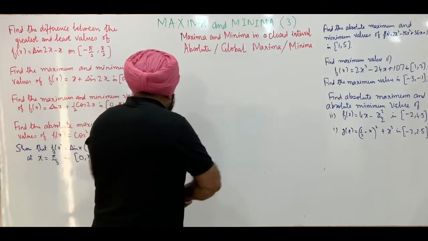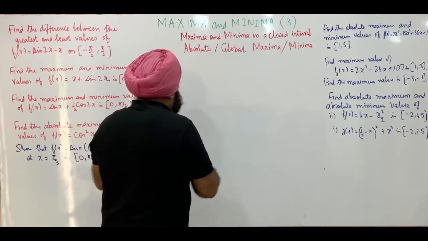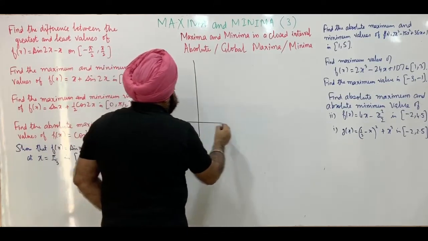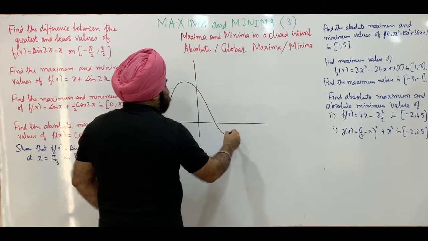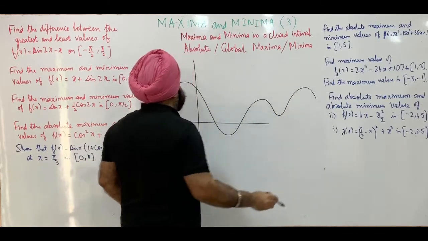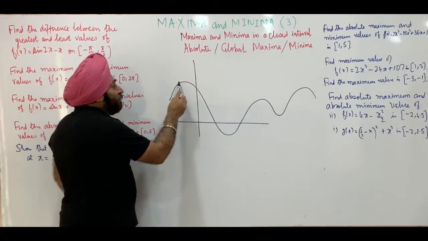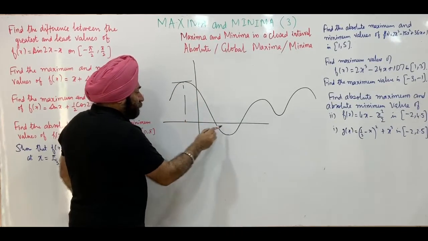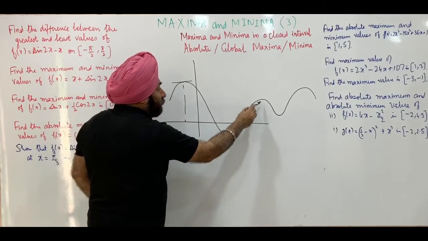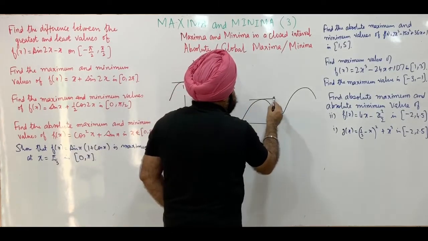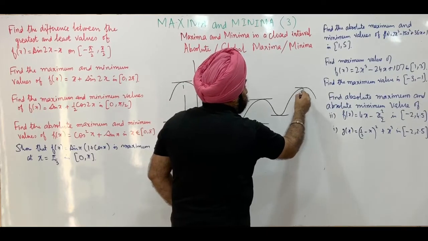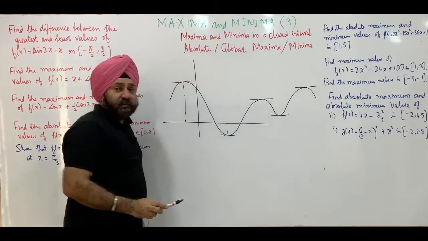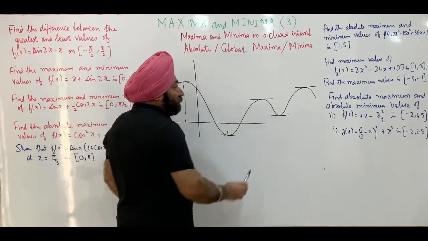So till now we have studied local maxima and minima. This is the graph of a function. This is a point of local maxima. This is a point of local minima. Again another maxima and another minima, then again another maxima. So these are local maxima and these are local minimas.